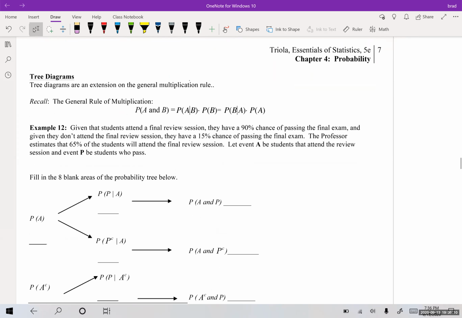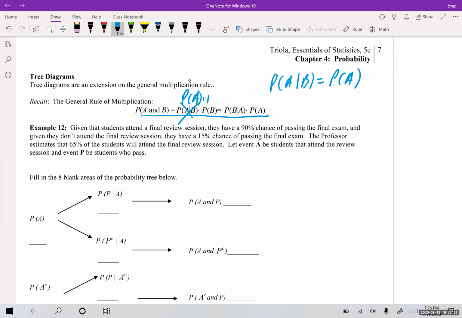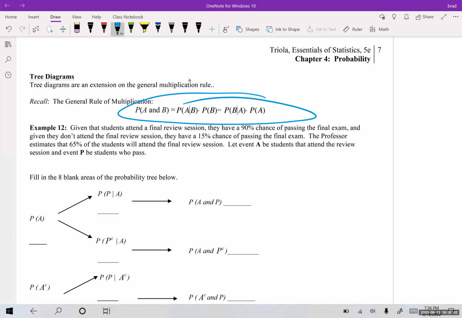What the tree diagram is, is an extension of the general multiplication rule, but it kind of gives you everything, okay? So once again, here's our general multiplication rule. Remember, if it were independent, the probability of A given B is just the probability of A. So we would just replace this with probability of A times probability of B, and that would be no different. But because we don't know in general if something is dependent or independent until we've worked with it, this is considered the general multiplication rule. And then you can adjust it to independent if it fits the problem, okay?